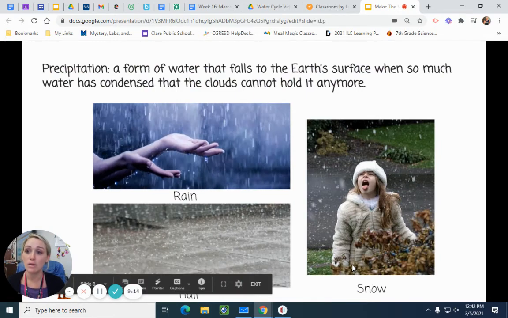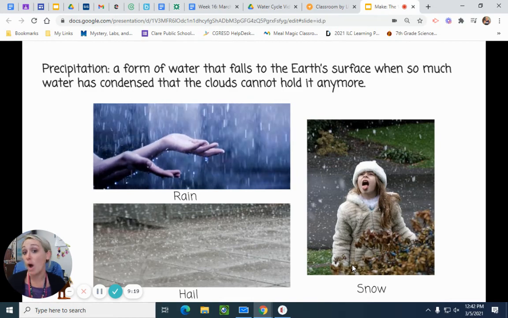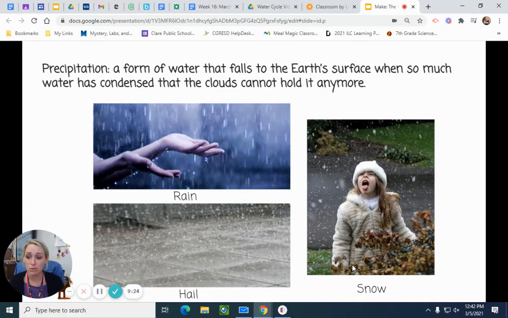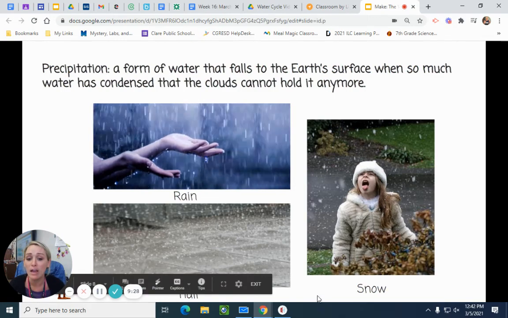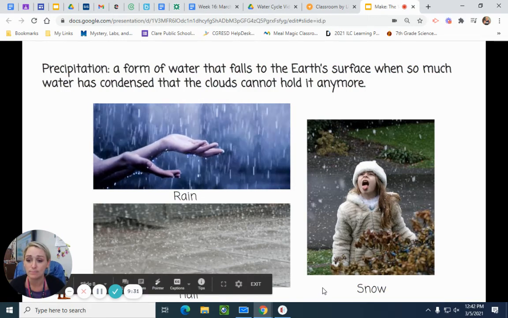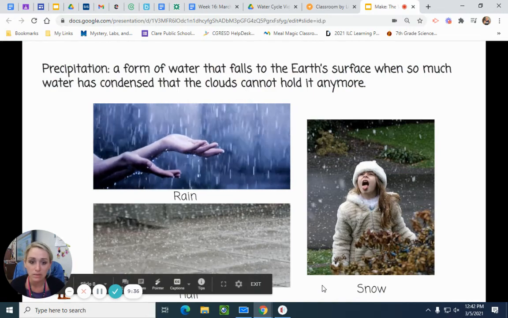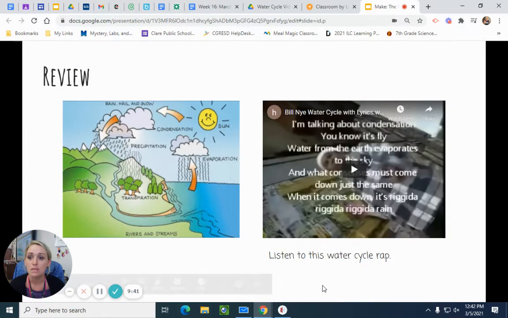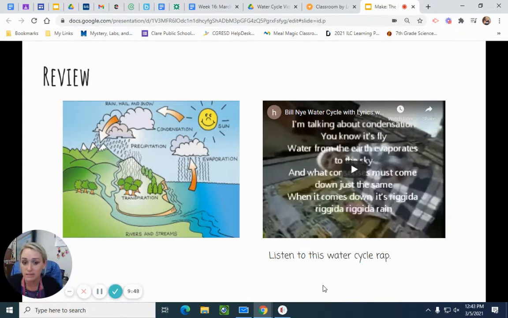Another phase of the water cycle is precipitation. This is where a form of water falls to the Earth's surface when so much water has condensed in the clouds that the clouds can't hold it anymore. This precipitation is driven by gravity. It can be in the form of rain, hail, sleet, or snow. I think it's easily the most visible, most noticeable part of the water cycle because you feel it, you see it, you hear it. So in review, we have this beautiful water cycle which cycles water from land to atmosphere and back to land.